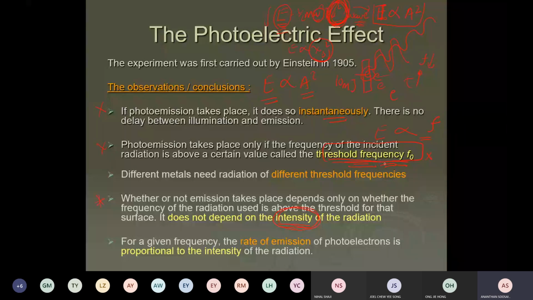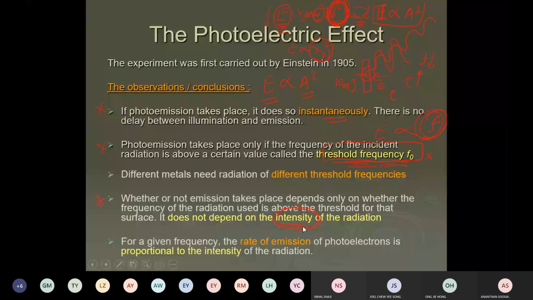Second, energy has nothing to do with frequency. According to the wave idea, energy depends only on the amplitude. But here the existence of a threshold frequency means that below this frequency, the electron is not emitted at all. That means the energy looks like it is affected by frequency. That's the second against the wave idea. Third, the intensity does not cause the electron to release. The emission looks like it's dependent on frequency. So these are the three factors you have to remember.